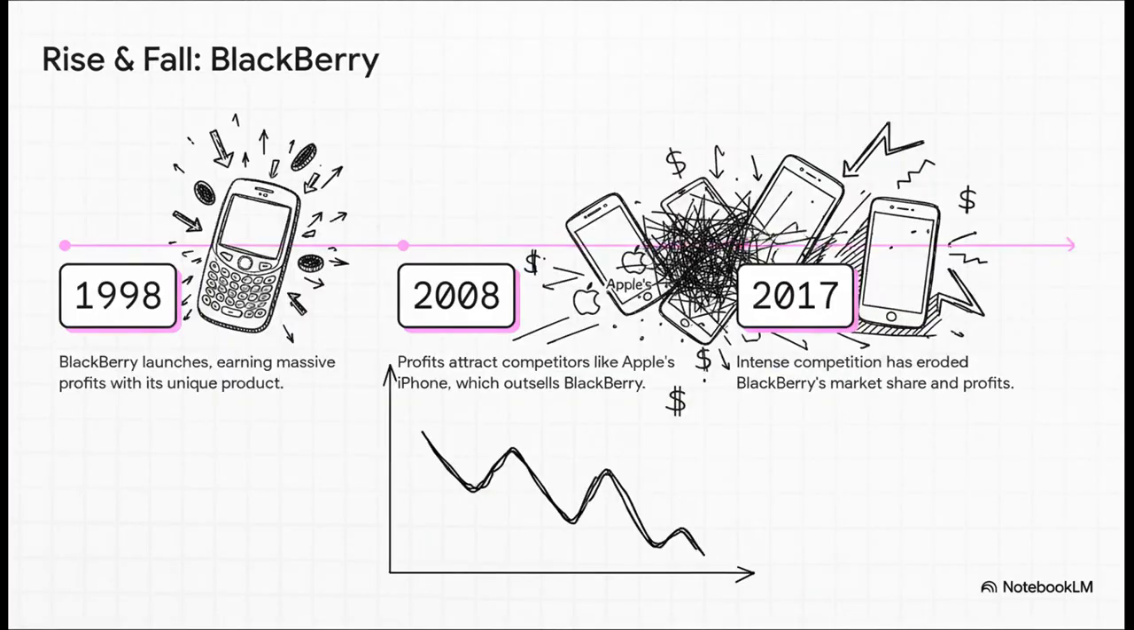And this isn't just some abstract theory. We've seen this happen in the real world. Remember the BlackBerry? In the late 90s, they were basically printing money. Their profits were enormous. And those profits acted like a giant flare, signaling an opportunity to the whole market. And of course, competitors like Apple saw that flare, they rushed in with the iPhone, and the result was so much competition that it just completely eroded BlackBerry's market share, and eventually all those profits.